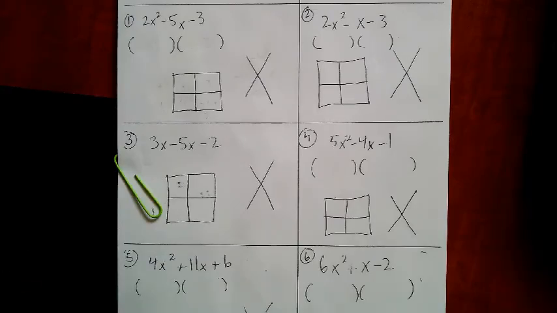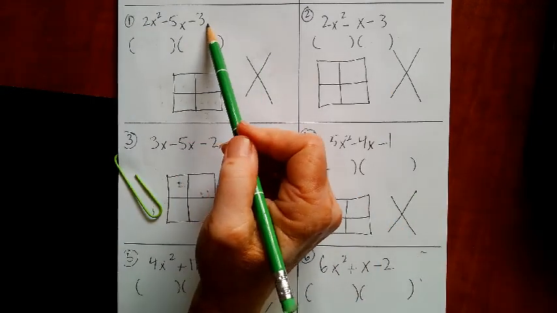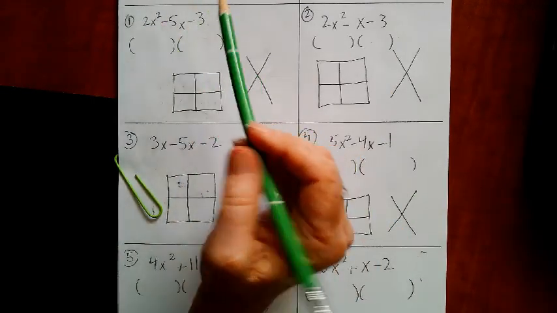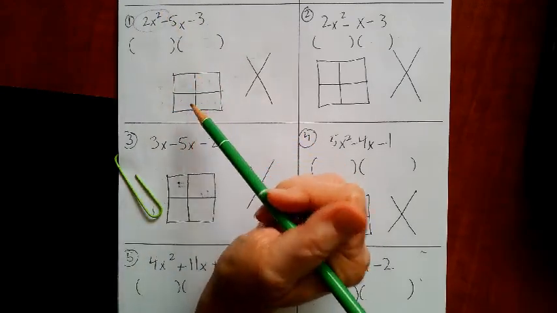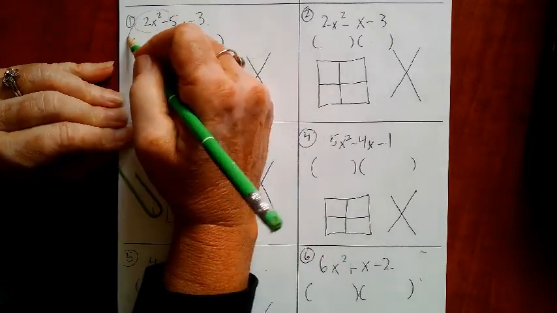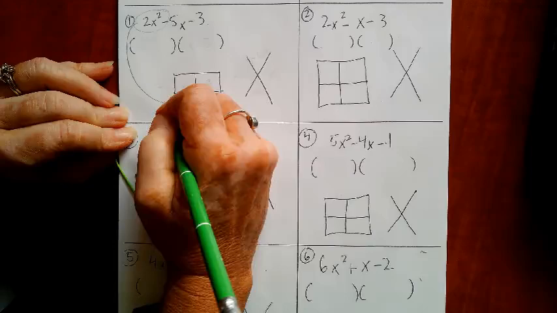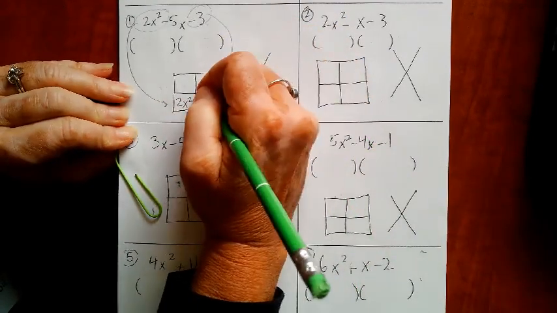How to factor a quadratic using an area model. So if you have a trinomial right here and it's a quadratic, you can use an area model. So I usually take the first term and put it in the bottom left. And I take the constant term and I put it in the upper right.